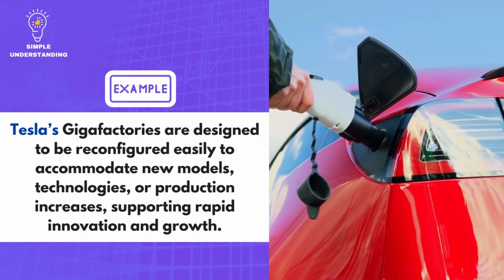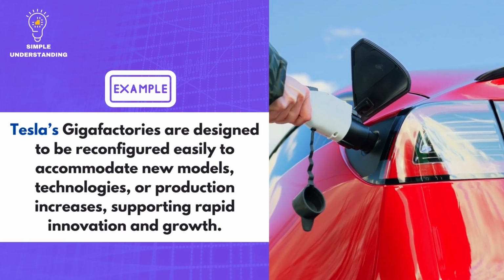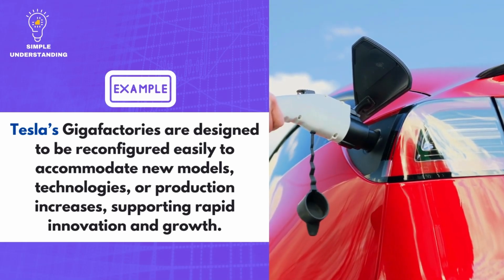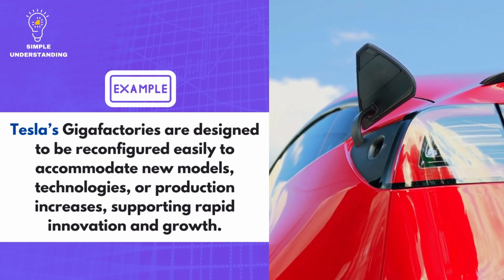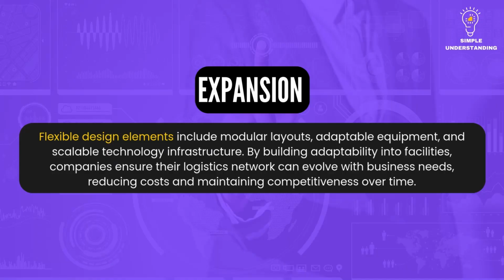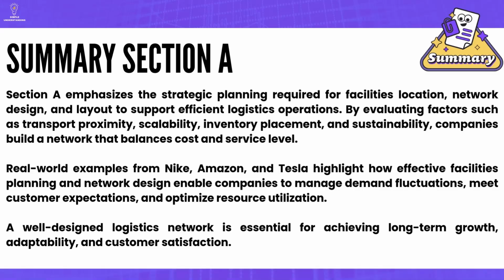Real company example: Tesla's gigafactories are designed to be reconfigured easily to accommodate new models, technologies, or production increases, supporting rapid innovation and growth. Expansion: flexible design elements include modular layouts, adaptable equipment, and scalable technology infrastructure. By building adaptability into facilities, companies ensure their logistics network can evolve with business needs, reducing costs and maintaining competitiveness over time. Summary of Section A: Facilities Planning and Network Design.